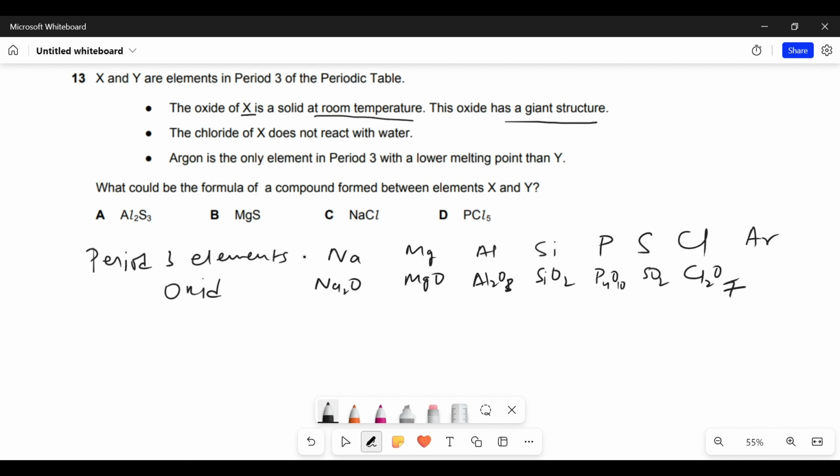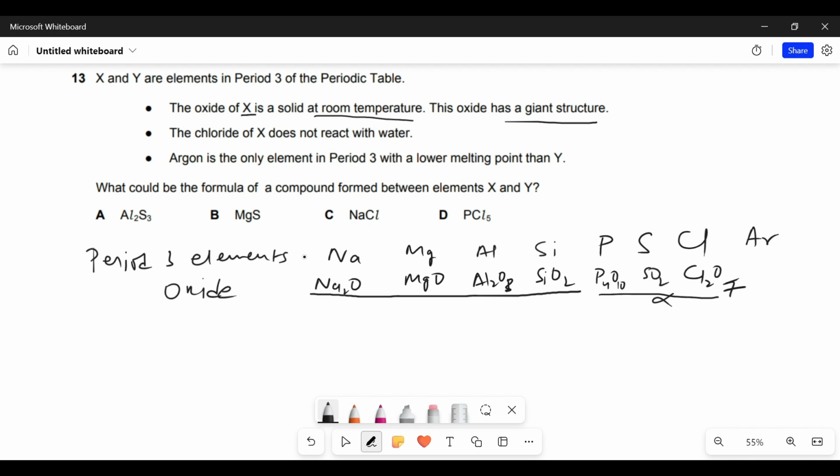Sodium oxide is solid and has a giant structure. Magnesium oxide is also solid and has a giant structure. Al2O3 is also solid and has a giant structure. Similarly for silicon oxide. All of these are solid and have a giant structure. These have simple molecular structure, so they cannot be X. X can be sodium, magnesium, aluminium, or silicon.